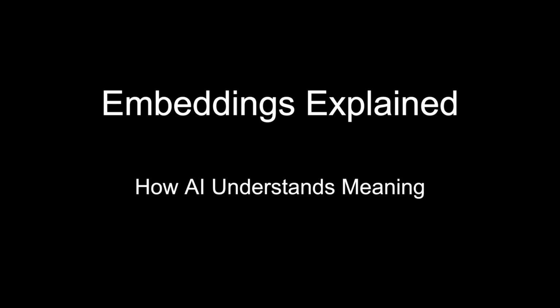In the previous video, we learned that ChatGPT breaks text into tokens. But tokens alone don't carry meaning. For example, how does AI know that dog and puppy are related? Or that car and vehicle mean almost the same thing? The answer is embeddings. In this video, we will understand one of the most important concepts in modern AI.